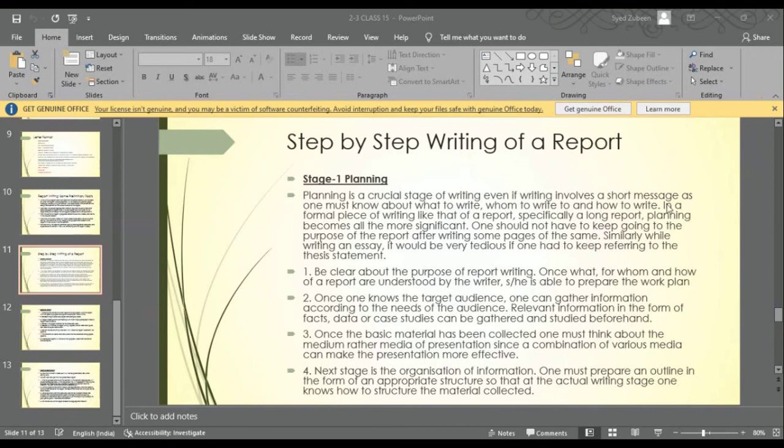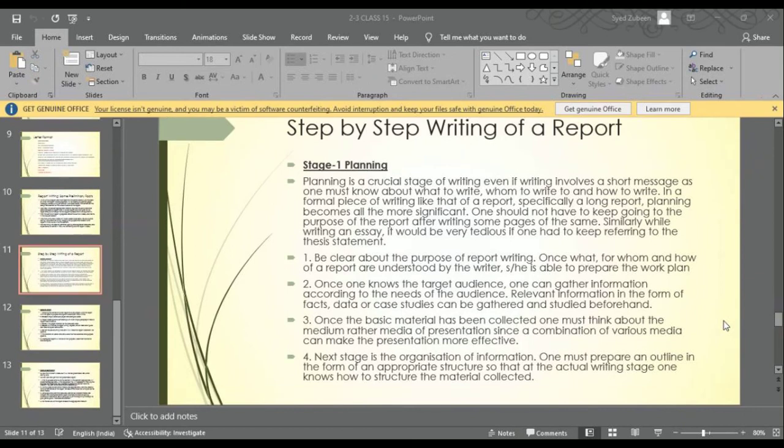So of course, we should be very clear about why the report is being written, what is being asked of us, as in what is being asked in the exam as well, like what the question is, what kind of question it is, what the question is asking, and whether we are following it or not. Then be clear about the purpose of report writing. Once the what, for whom, and how of a report are understood by the writer, she is able to prepare the work plan. So we need to carefully read the question that has been asked, what the report is to be prepared on, and then we should proceed from there.